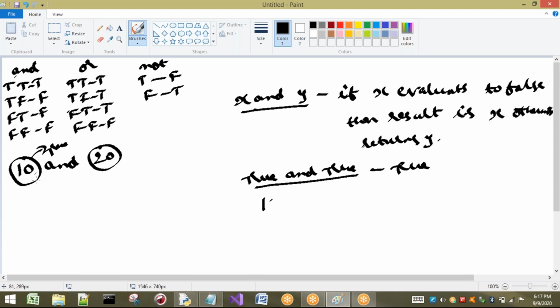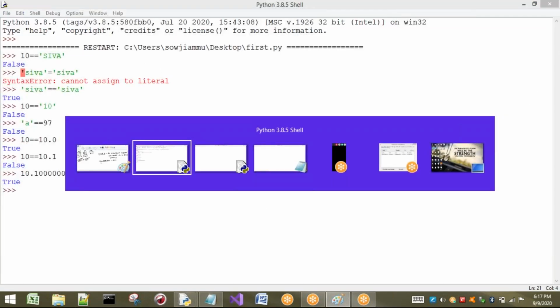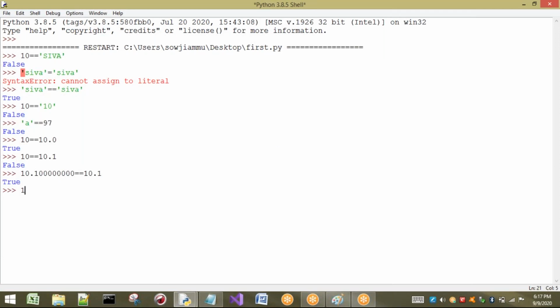So is it false? No. Automatically the result will be what? Y. So for this statement, the answer will be what? This will be the answer. So let us see that example once. Later we will go to the remaining examples.